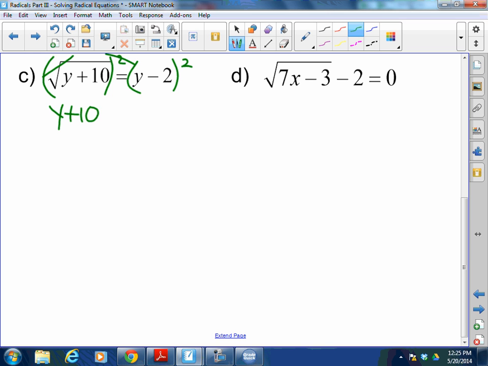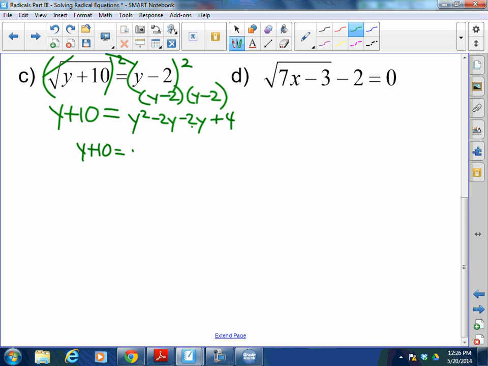That's y plus 10. Now, most people do not write this down. Most people do this. Oh, that's y squared plus 4. And that is completely wrong. Y minus 2 squared, when you square a polynomial, that's y minus 2 times y minus 2, guys. Hope you remember that. So y times y is y squared. Y times negative 2 is negative 2y. Negative 2 times y is negative 2y. Negative 2 times negative 2 is positive 4. So now I have y plus 10 equals y squared minus 4y plus 4.